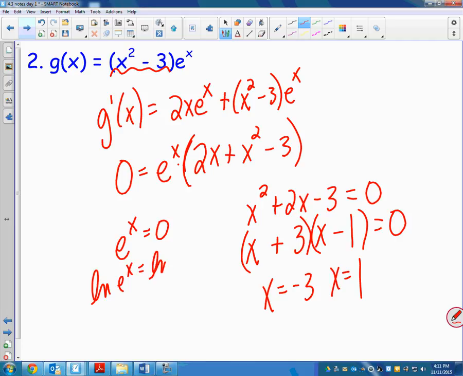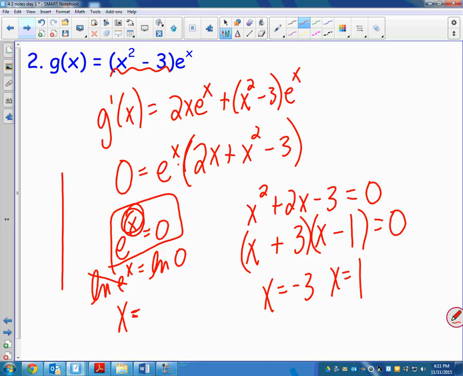If you ln both sides, that cancels that out. But what's the ln of 0? Can't do it. If you try it on your calculator, it says domain error. You can't take the ln of 0 or the ln of a negative number. And look back at this. Is there any exponent you could ever pick that would make that go to 0?